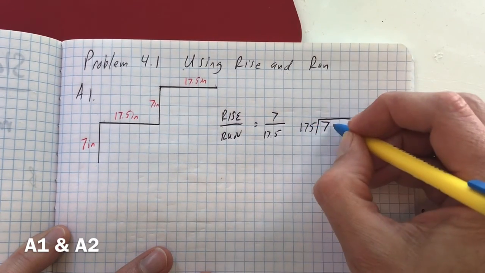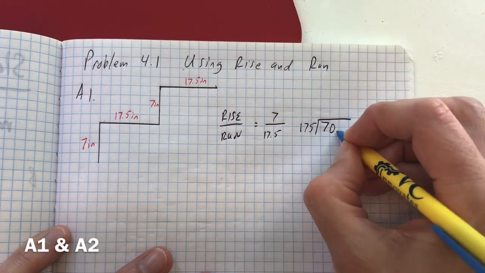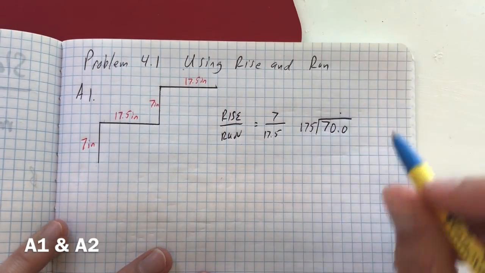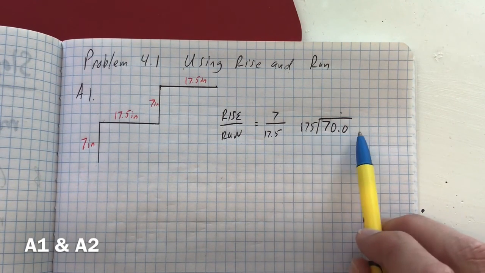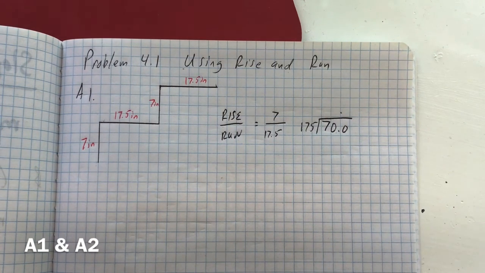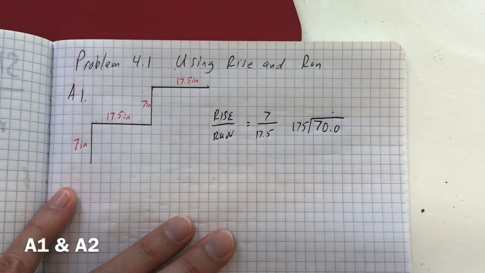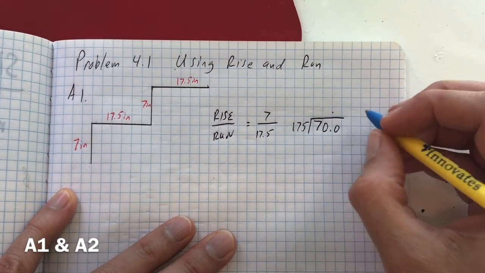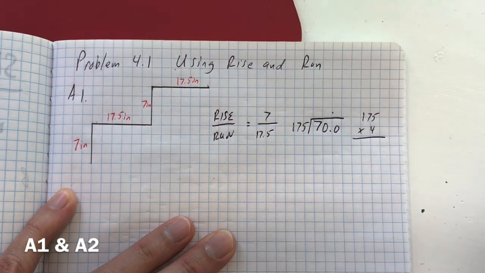So I'm going to put a 5 here, and I'm going to add a 0. And definitely need to put a decimal point here and come in that way. All right, so in this case, how many times does 175 go into this 700? What I'm going to do is some multiplication to see what that would look like. And I think it's going to go in 4 times.